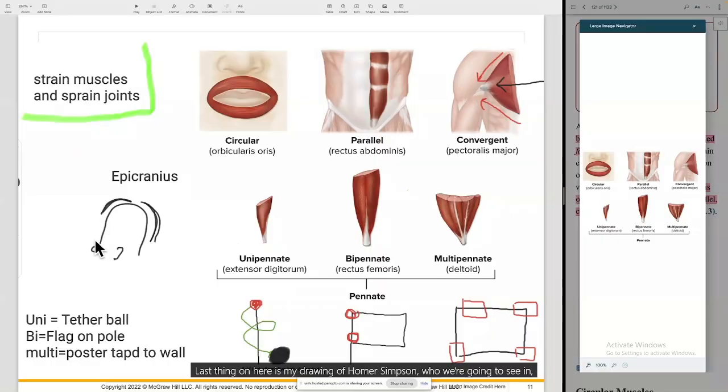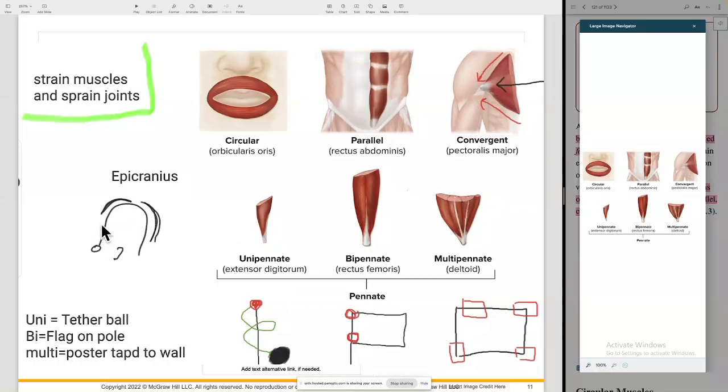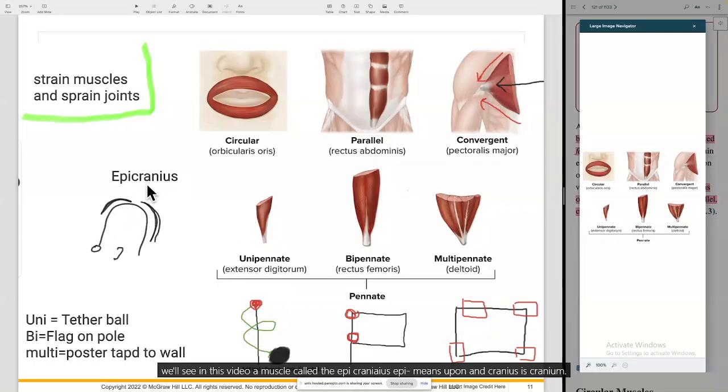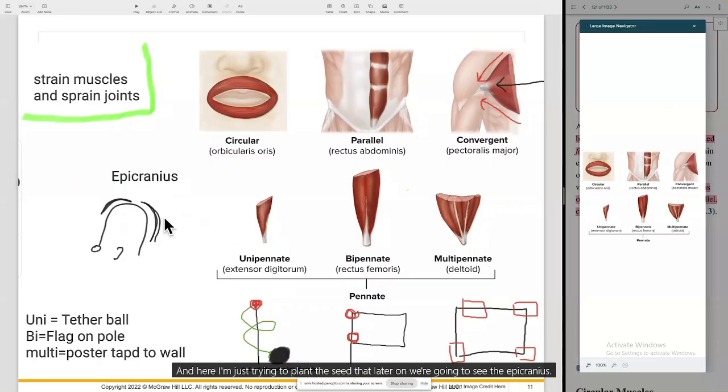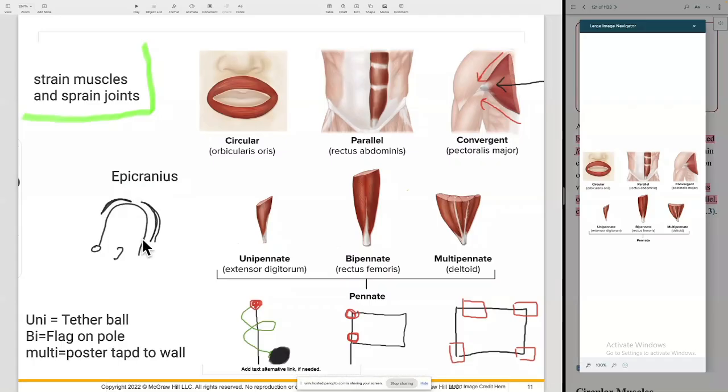Last thing on here is my drawing of Homer Simpson. We'll see in this video a muscle called the epicranius. Epi means upon, and cranius is cranium. And this muscle literally wraps all the way around the top of the head. But when we see it, we're going to see a frontal view and a posterior view. And here I'm just trying to plant the seed that later on we're going to see the epicranius, and it's literally one muscle that wraps all the way around from basically your forehead to the base of your skull.